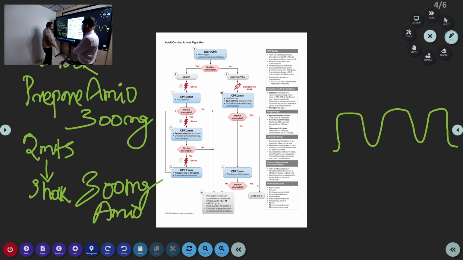If you don't have amio, what else can you give? You can also have the option of giving lidocaine. So lidocaine, again the dose is 1 to 1.5 milligram per kg.